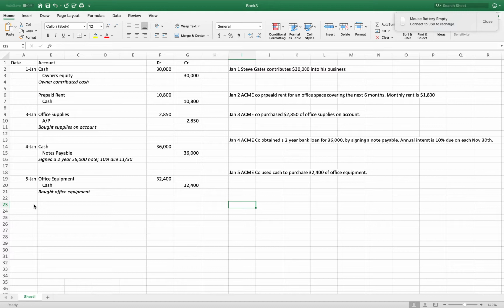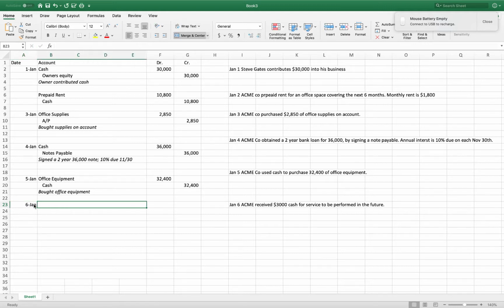On January 6th, Acme company received $3,000 cash for services to be performed in the future. Okay? So I need to analyze the accounting transaction, right?